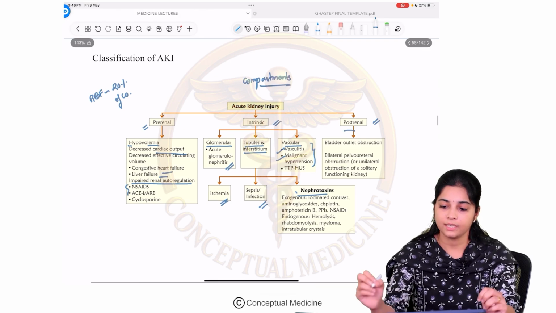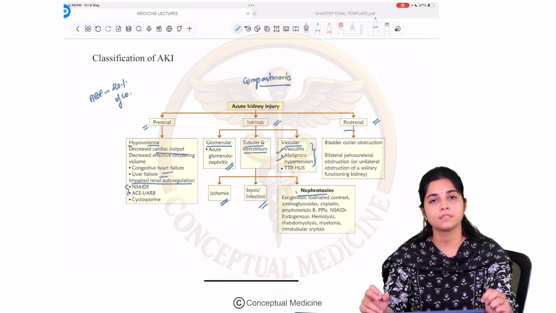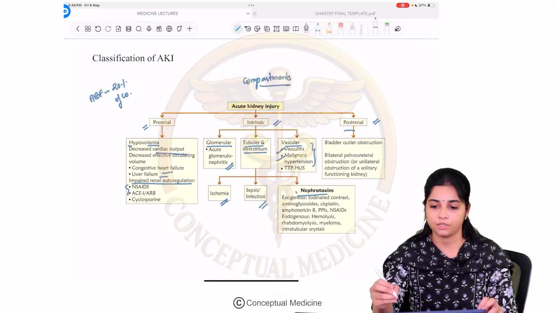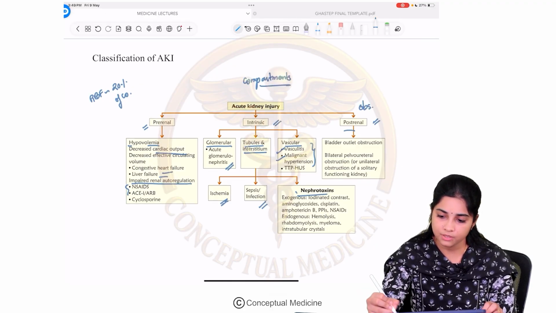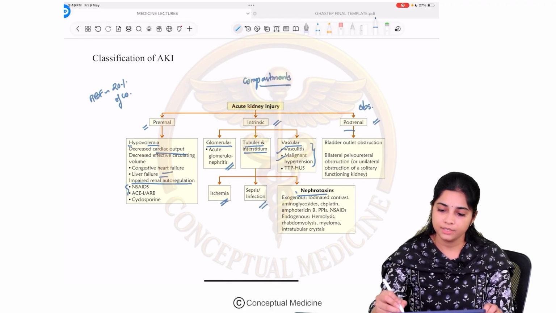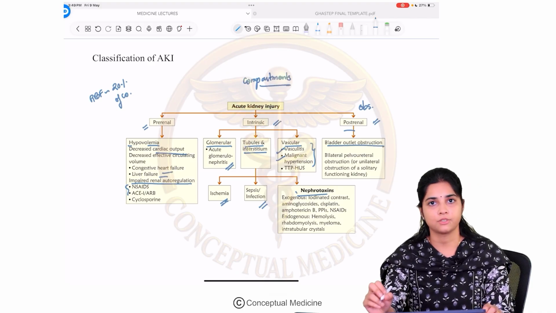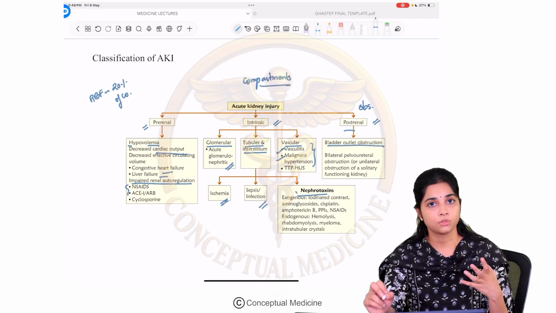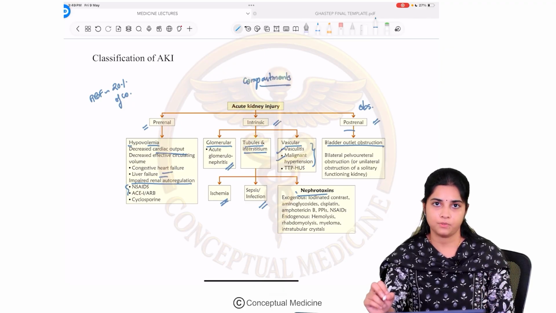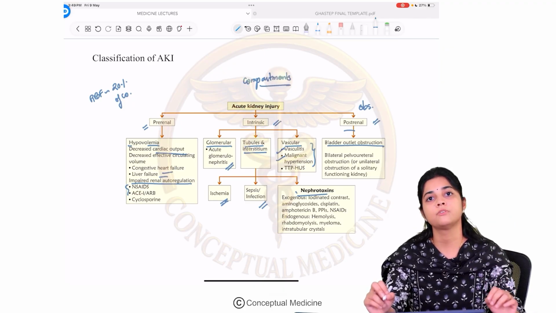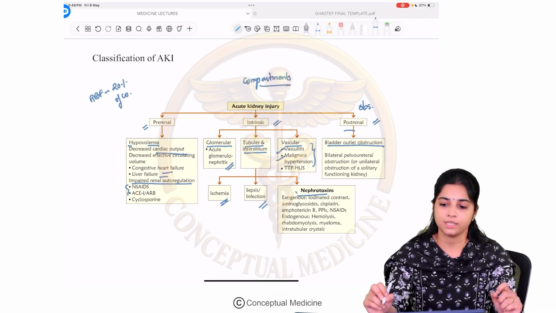Then postrenal AKI. Postrenal AKI is basically any disorder which causes obstruction. This is also called obstructive AKI. So it can be because of bladder outlet obstruction. Any tumor, any stone in the bladder which can cause bladder outlet obstruction, an obstruction to the flow of urine, can cause a postrenal AKI.